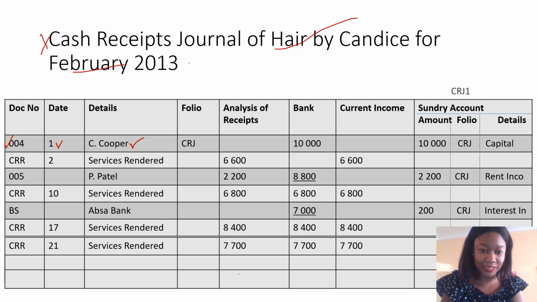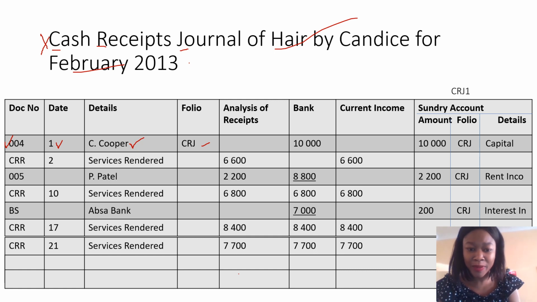So we write C. Cooper under the details. Our folio, we said under folio we write which journal we are in. We are in the cash receipts journal. So we can't write cash receipts journal in full, hence we are only writing CRJ there. In the analysis of receipts, we record only the money that was received in the till of the business. How do we know that we received money in the till? The source document will be a cash register roll.